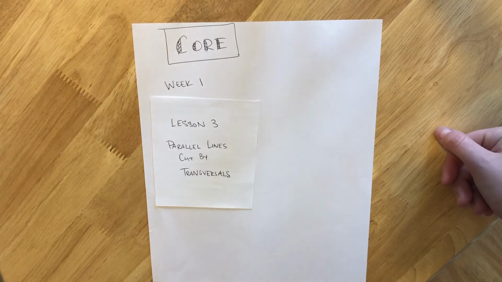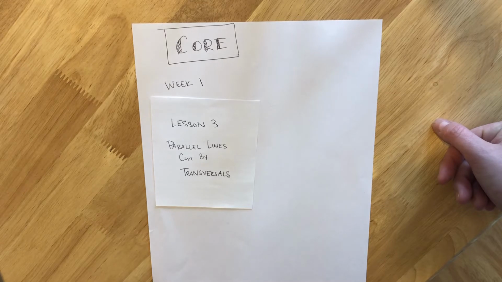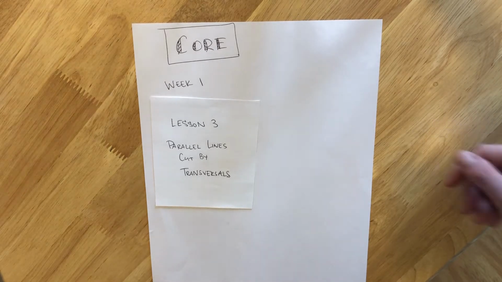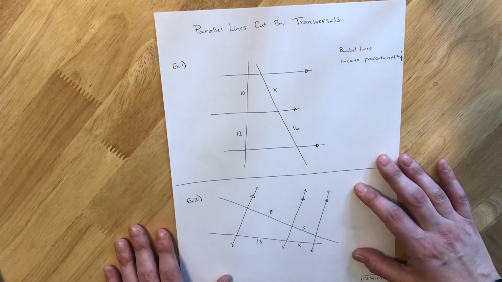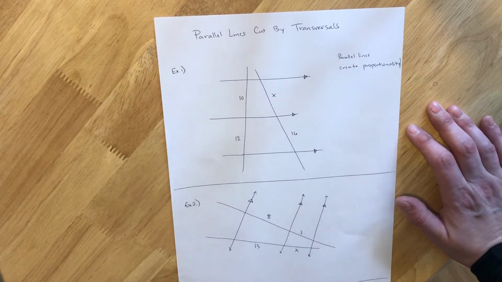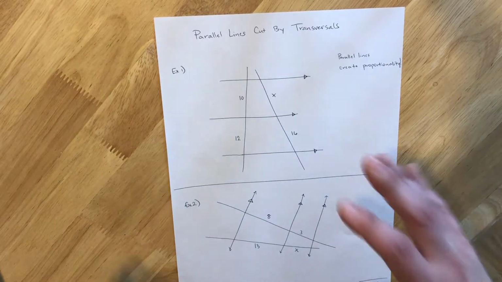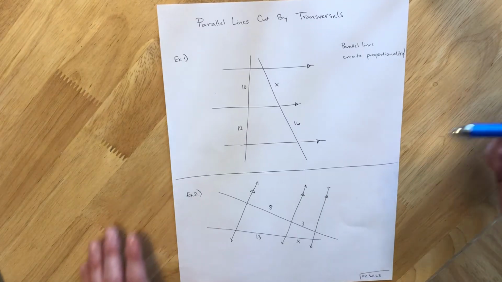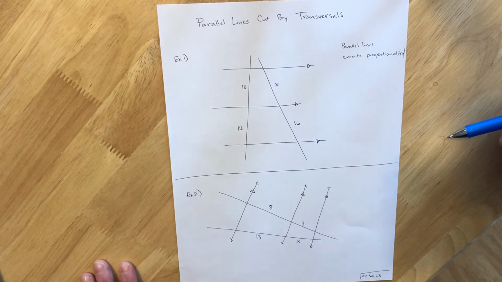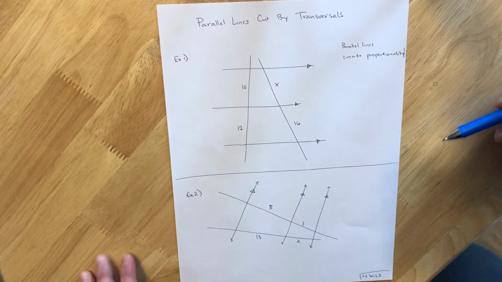This is your Week 1 Lesson 3, and it's all about parallel lines cut by transversals. So in the past, when we worked with parallel lines being cut by transversals, we were focused on the types of angles that were being made. But this time we are looking at segment lengths instead of angle pairings or congruent angles.